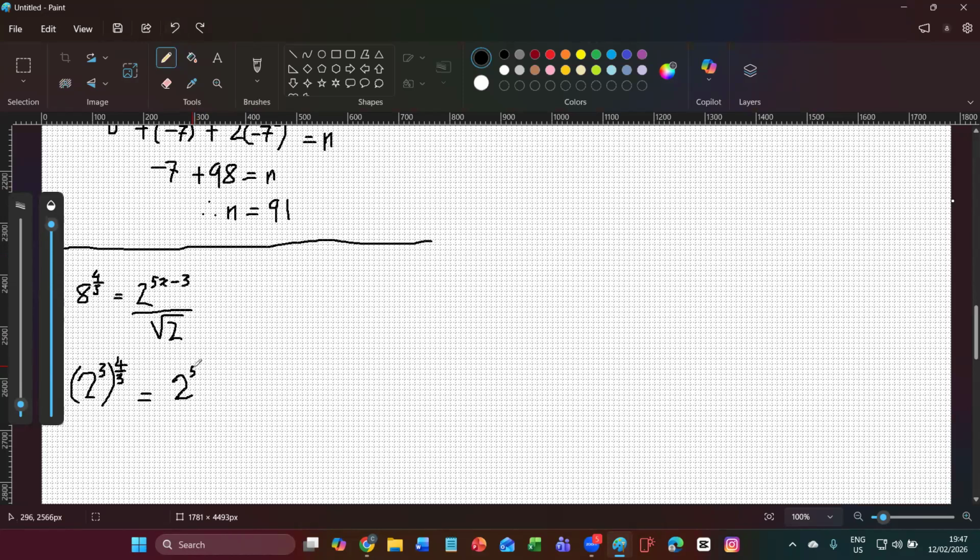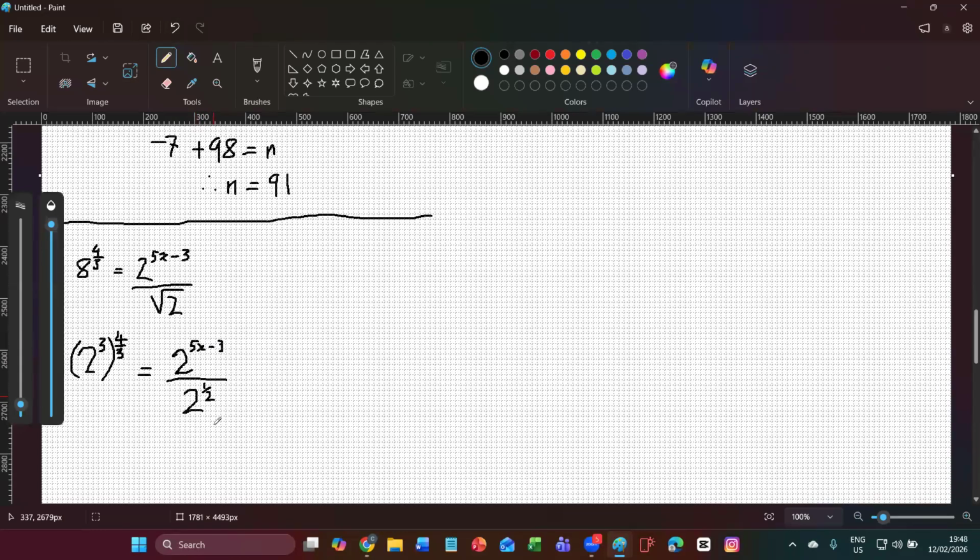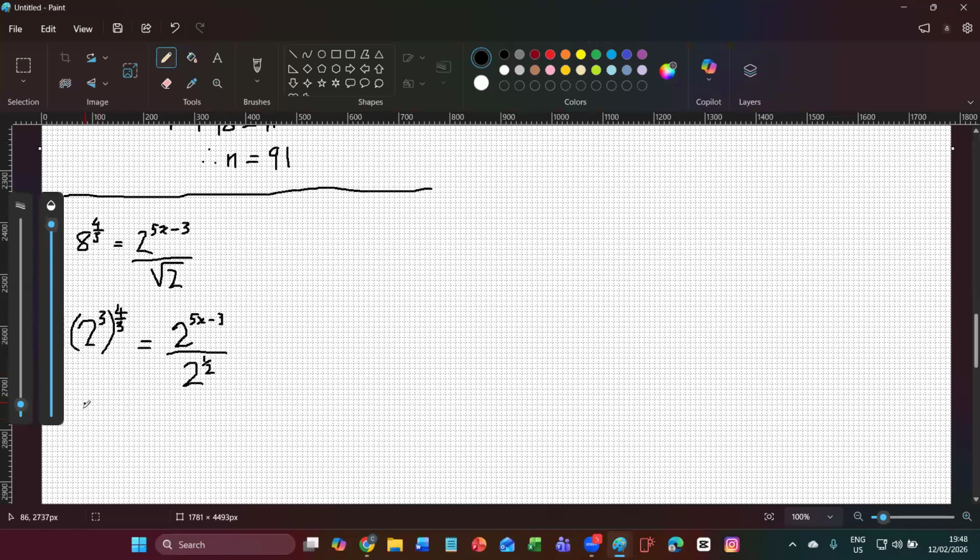5x minus 6. And if you remember this thing I showed you, the square root of 2 is the same thing as 2 raised to power half, right? Yes, sir. All right.